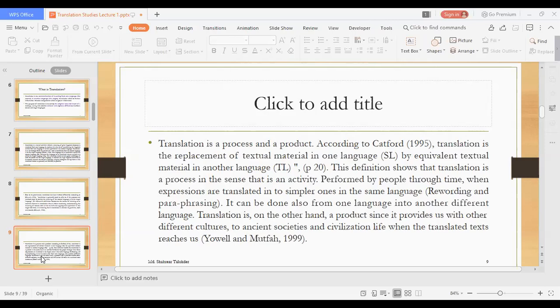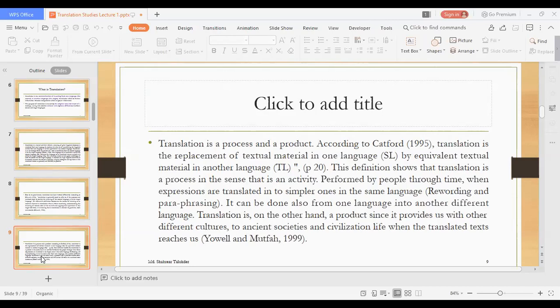So from English to Bengali, or maybe from Bengali to English, just a replacement of the textual material. This definition shows that translation is a process in the sense that this is an activity. So translation is an activity, okay? Because it's a mental thing, it's a mental process, and also it's an activity.